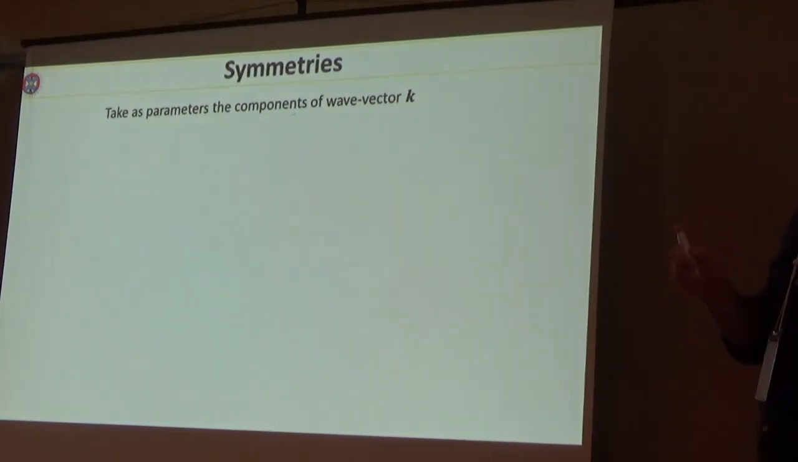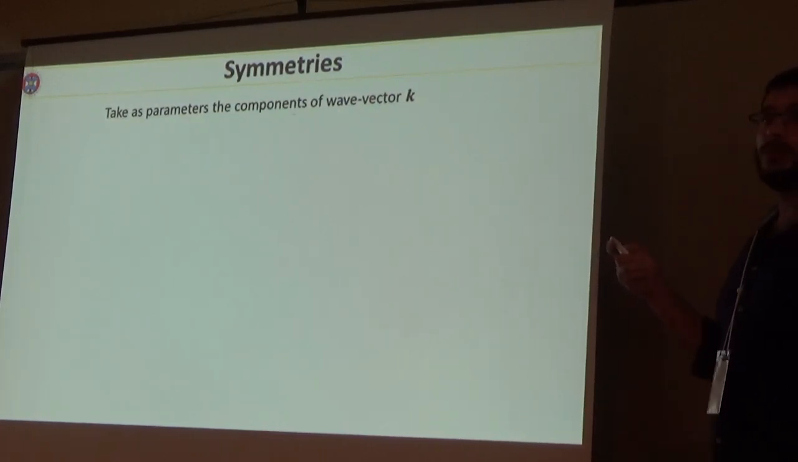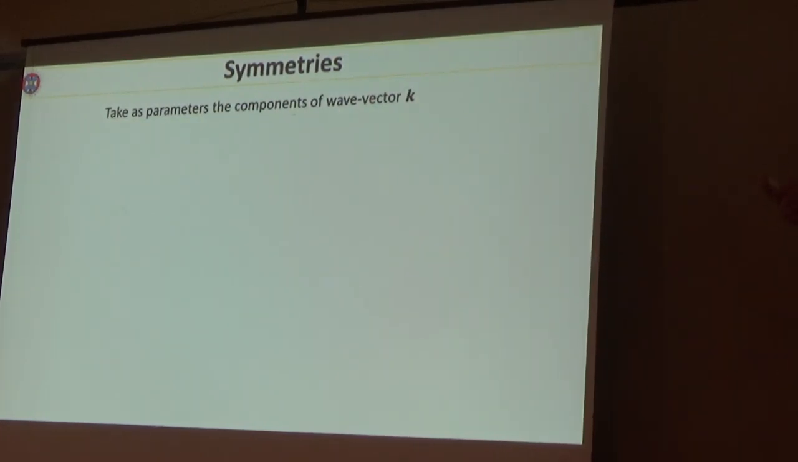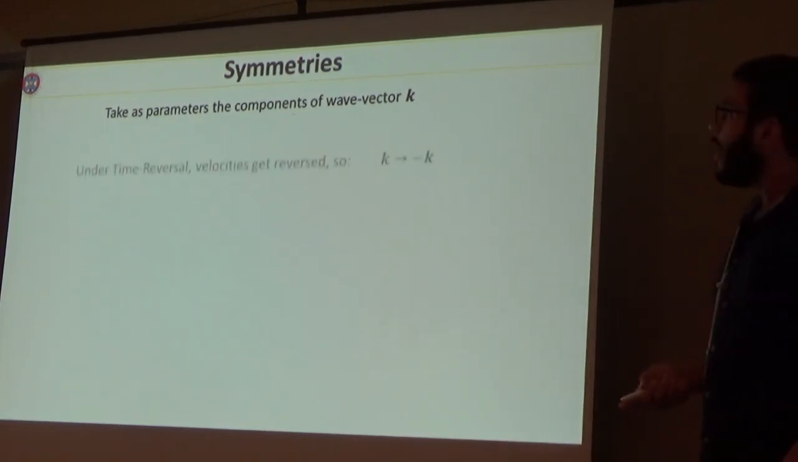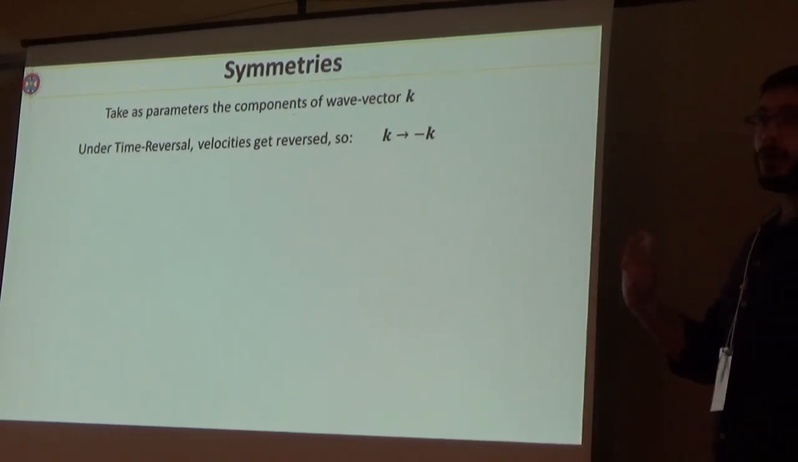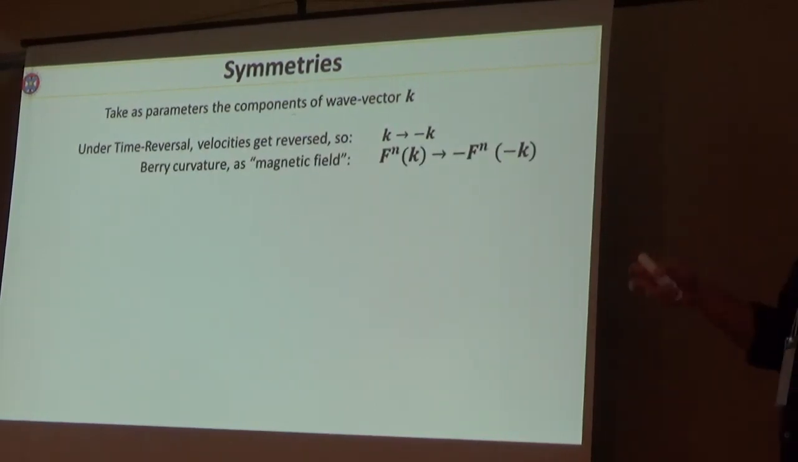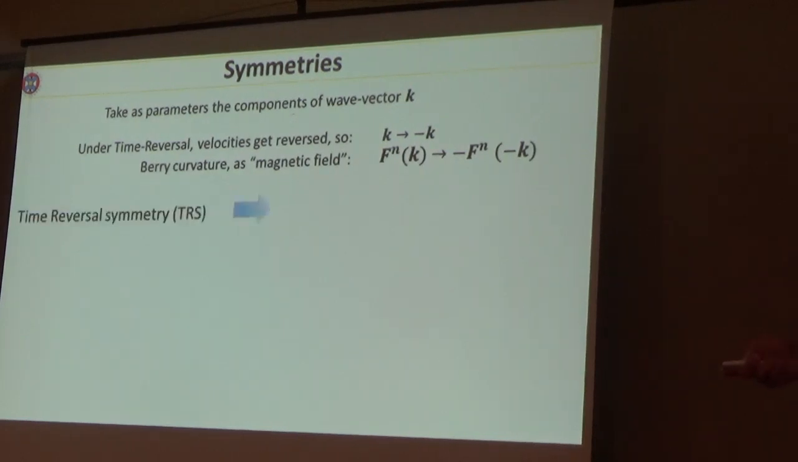So now I'm going to very briefly talk to you about symmetries in materials. If we take as parameters the components of the crystal momentum K that I mentioned back in the band theory slide, then under time reversal, if we reverse the arrow of time, then K goes to minus K because velocities get reversed. Also, because the Berry curvature is like a magnetic field, it transforms in the following way. And if we have time reversal symmetry, then it means that the Berry curvature is odd in K. And to get the Chern number, we integrate over all of our space. And if we do that for an odd function in K, then the Chern number is equal to 0.